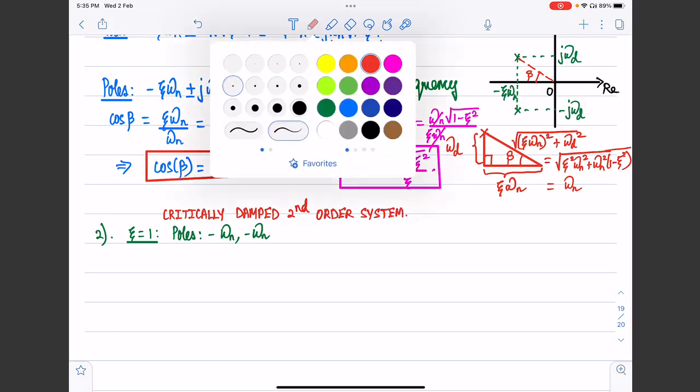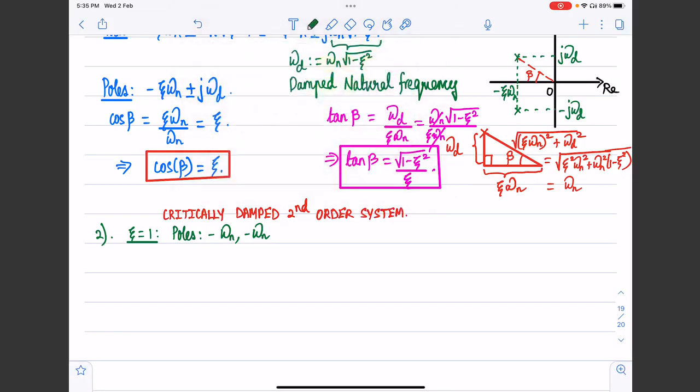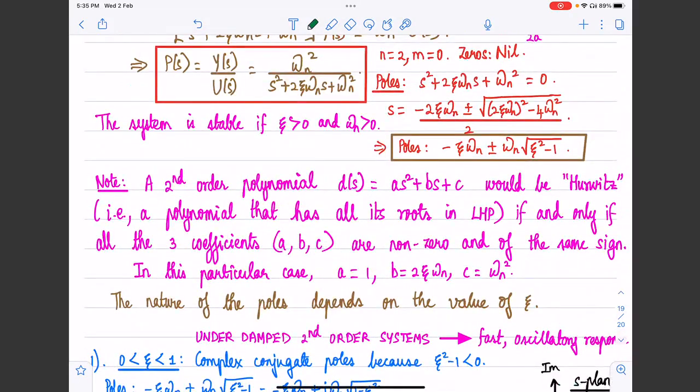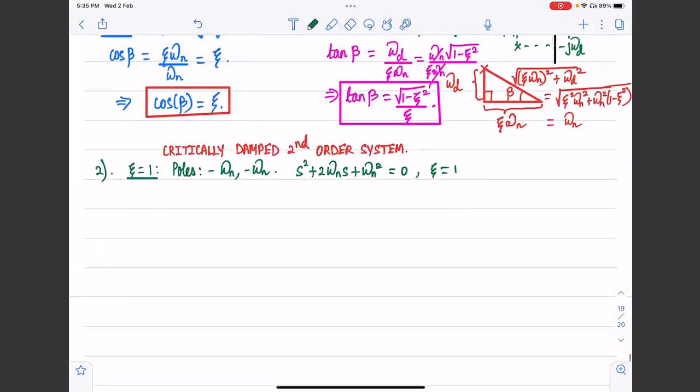That is the definition of a critically damped system. And if we look at the denominator polynomial, consequently, we get s squared plus 2 omega n s plus omega n squared equal to 0, when zeta is equal to 1. Because you remember the denominator polynomial was s squared plus 2 zeta omega n s plus omega n squared. When you substitute zeta equal to 1, the denominator polynomial becomes s squared plus 2 omega n s plus omega n squared. Consequently, you can see that this is a perfect square, so we will have s plus omega n whole square.